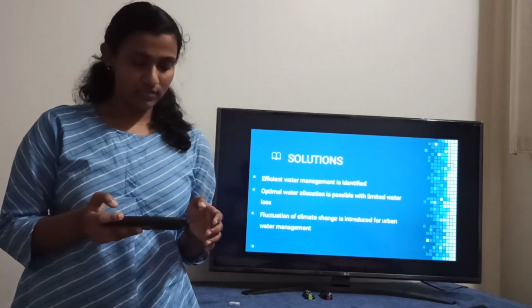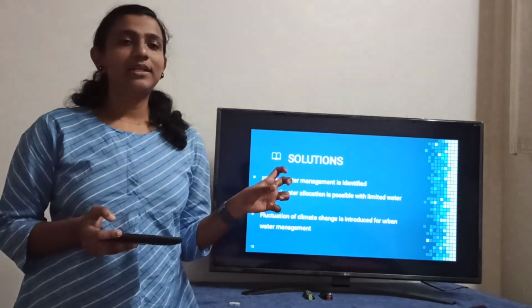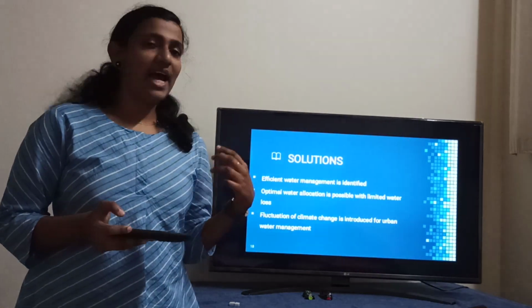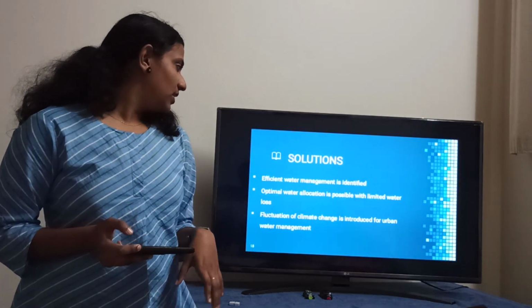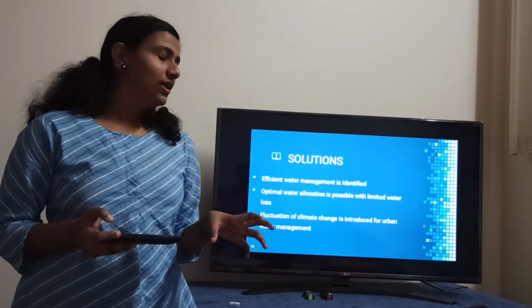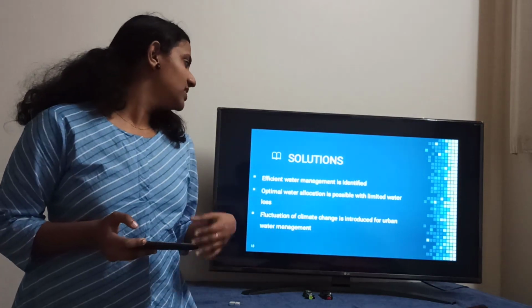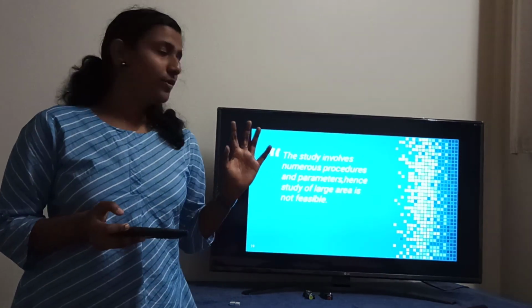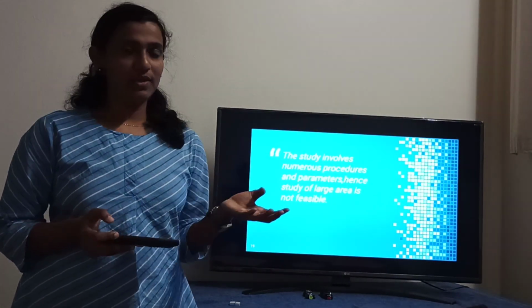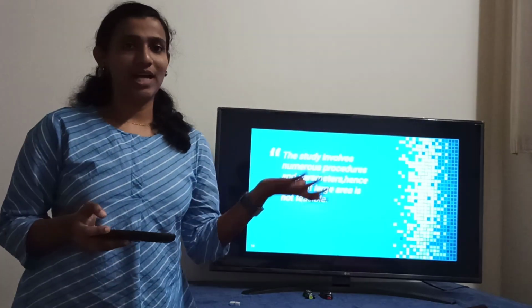Next, coming to the solutions, efficient water management can be identified by using this design process, and optimal water allocation was possible with the study. The fluctuation of climatic change is introduced in urban water management. The study involves numerous procedures and parameters, hence sometimes the study may be difficult in the case of a large area.